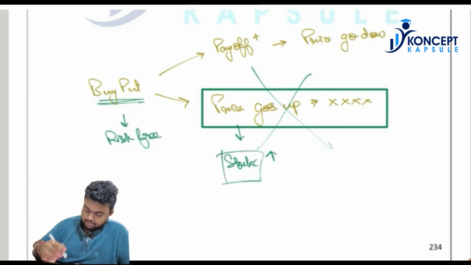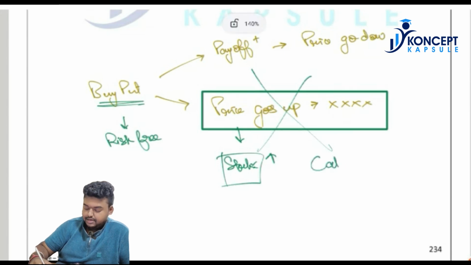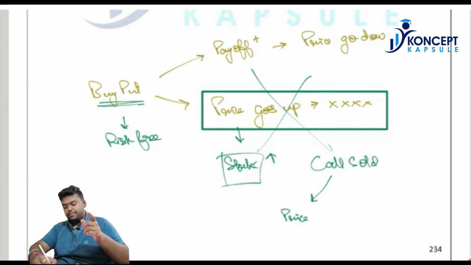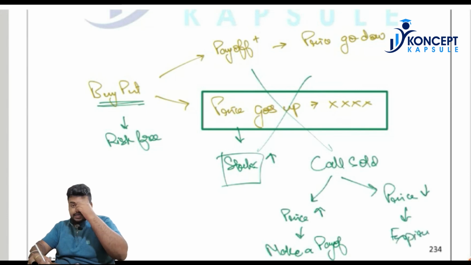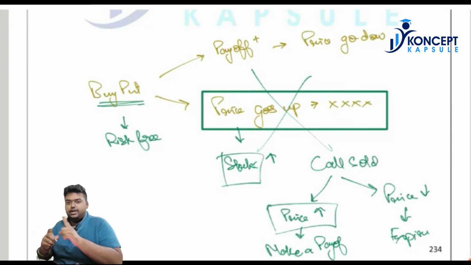Let us take an example in reference of the previous example that we had taken. In the previous example, we had sold a call. What is the risk in case of call being sold? The risk was prices going up. Why? When the prices go up, I will have to make a payoff. When the prices go down, I am happy because it will expire. So again, the risk was prices going up. So what did we do? We bought a stock.